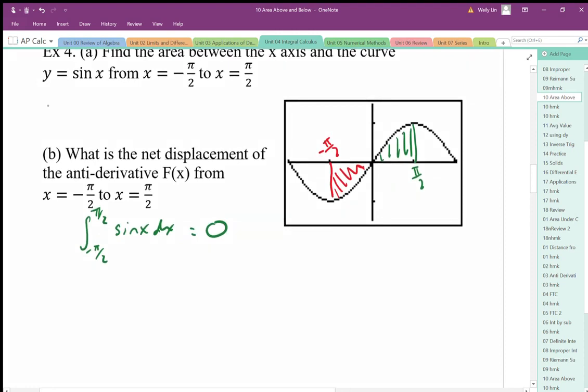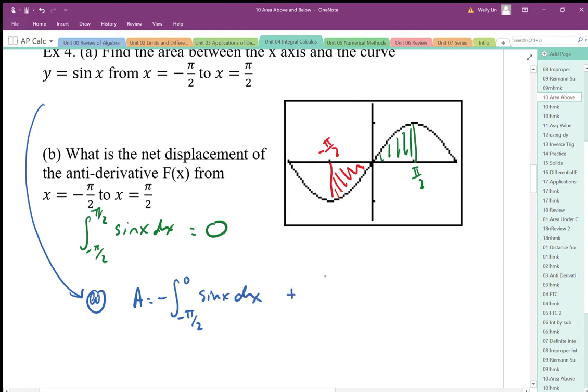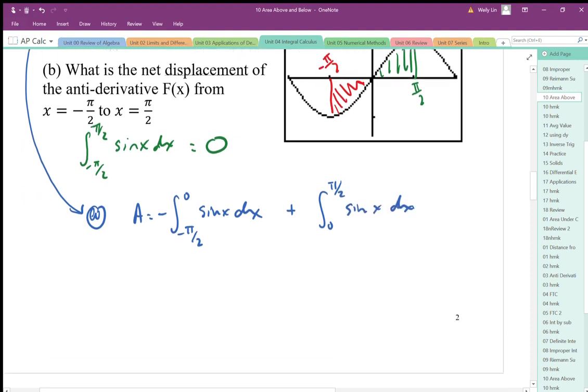So if I'm going to do part A here, I want the area equal to the integral from negative pi over 2 to 0 of sine x dx, and it's going to be negative because I don't want the negative area. That's area below, so I have to change the sign. Plus the area from 0 to pi over 2 of sine x dx. And we should see that those areas in fact are equivalent, but we'll work it out anyways.